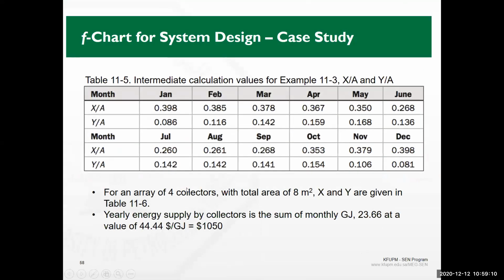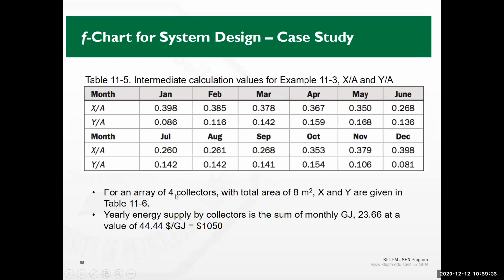And the values have been given here, X over A and Y over A, for the months from January to December. You are going to use X over A and Y over A here to get the value of F for January, and then F for February, and then F for March, for April, and so on. So you are going to end up with 12 values of F.